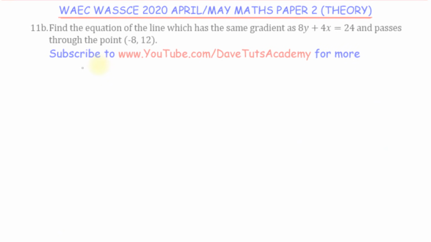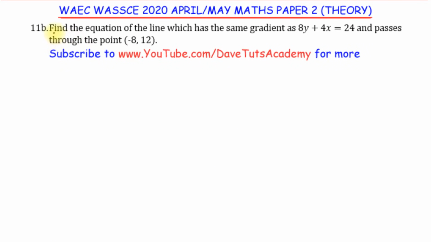All right? Here in this question, the equation of a line, we are asked to find the equation of the line which has the same gradient as 8y plus 4x is equal to 24, and the line also passes through the point (-8, 12). So the understanding we need to solve this type of question is that whenever we are looking at two lines that have the same gradient, like here, we are told that it has the same gradient as 8y plus 4x is equal to 24.